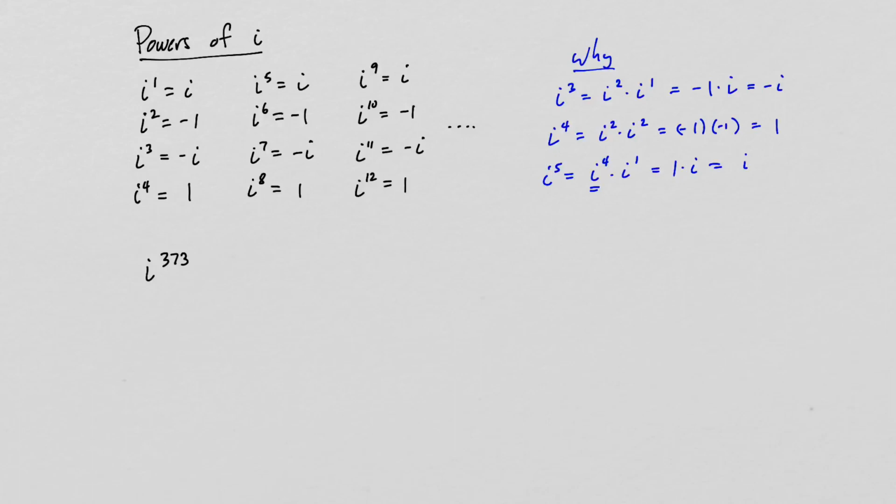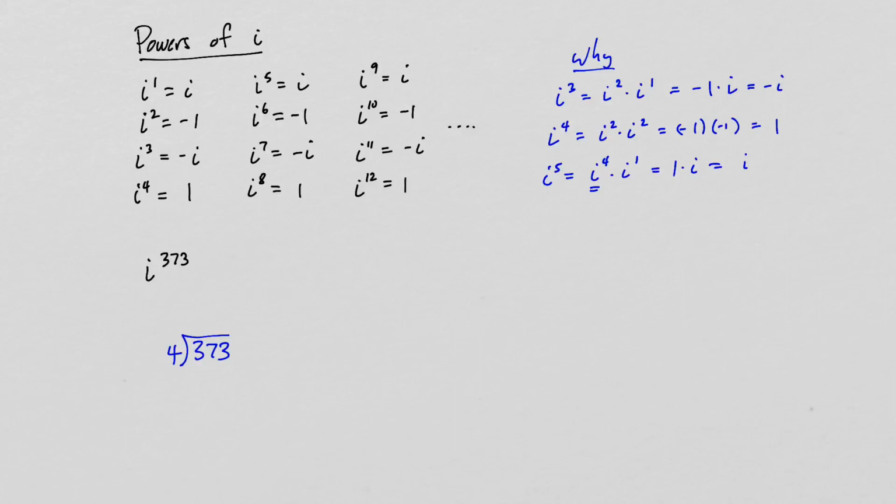It's time consuming. So another way to do it is to observe that every time you go through the pattern completely, you go through 4. So the pattern repeats as a group of 4. So the first question is, how many groups of 4 are there in 373? And to answer that question, we can simply take the exponent 373 and divide it by 4.